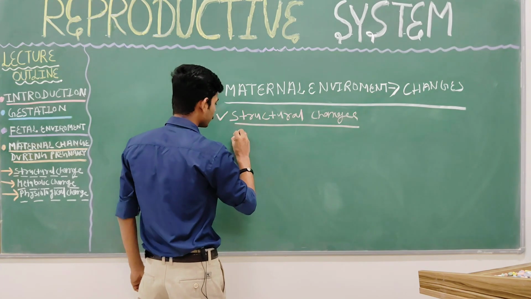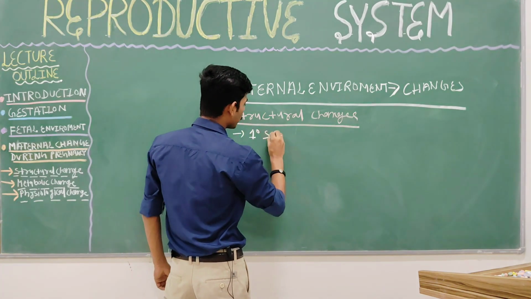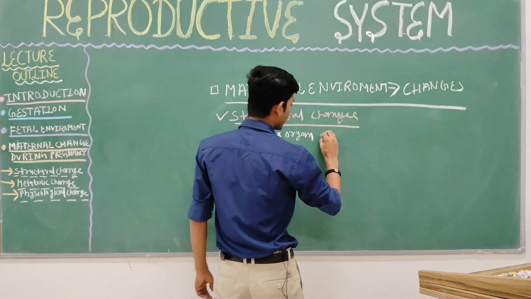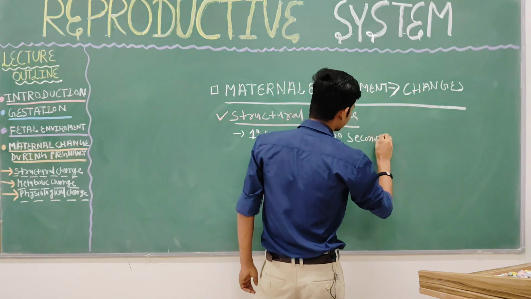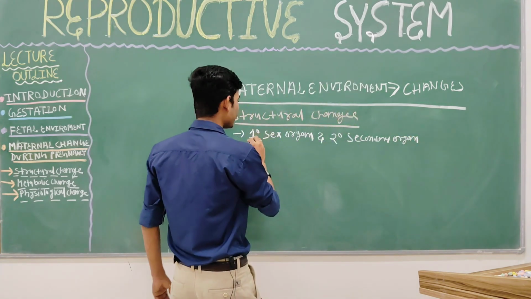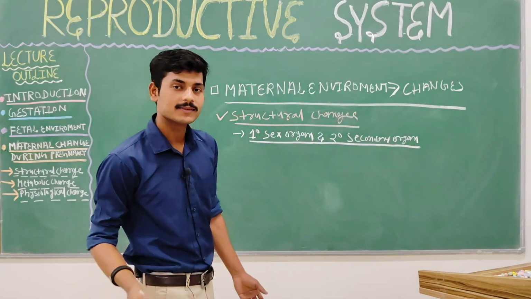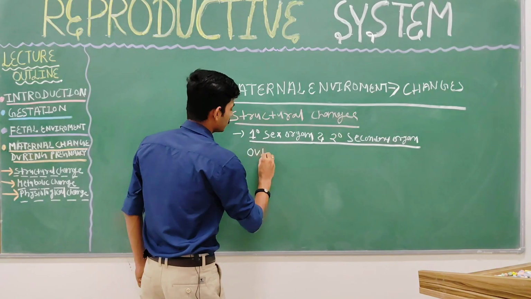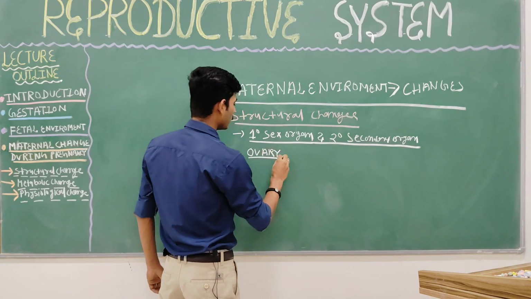sex organ. Both in the primary sex organ as well as in the secondary sex organ. So let's start with the primary sex organ first. The primary sex organ in the case of female is the ovary. So first we will see what changes occur in the ovary.